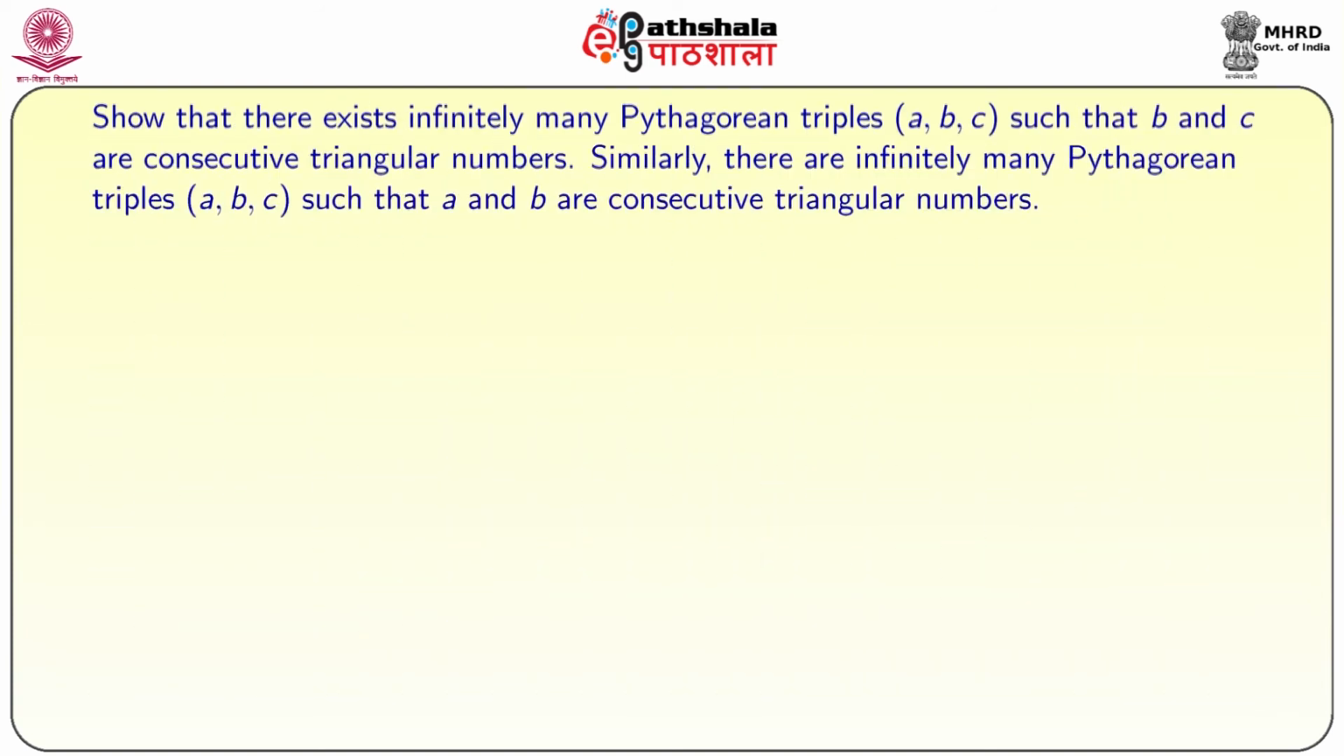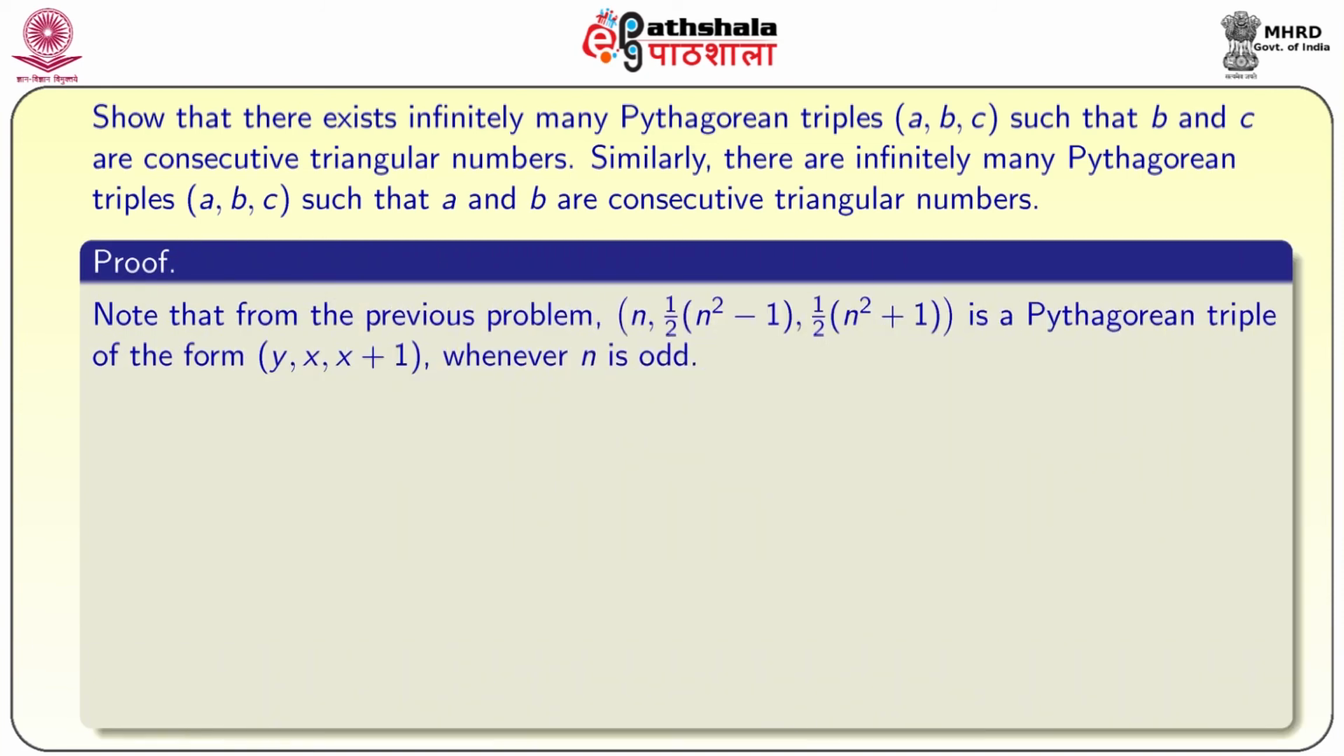Show that there exist infinitely many Pythagorean triples (A, B, C) such that B and C are consecutive triangular numbers. Similarly, there are infinitely many Pythagoras triples (A, B, C) such that A and B are consecutive triangular numbers. Note that from the previous problem, (n, ½(n²−1), ½(n²+1)) is a Pythagoras triple which is of the form (y, x, x+1) whenever n is odd.